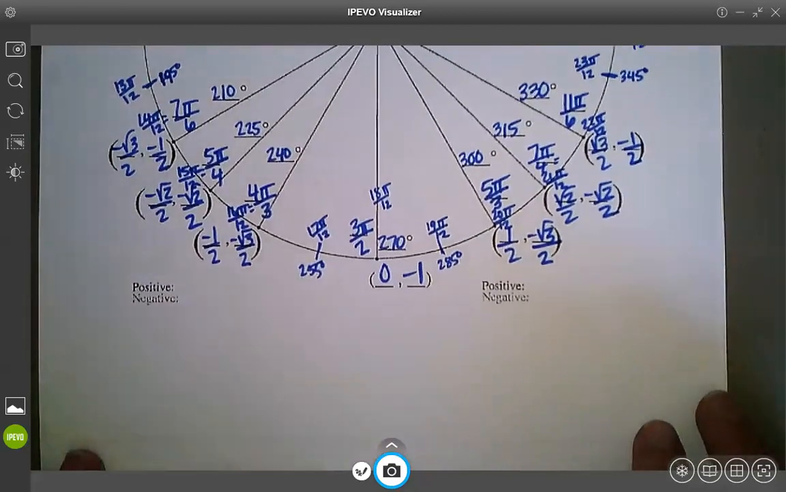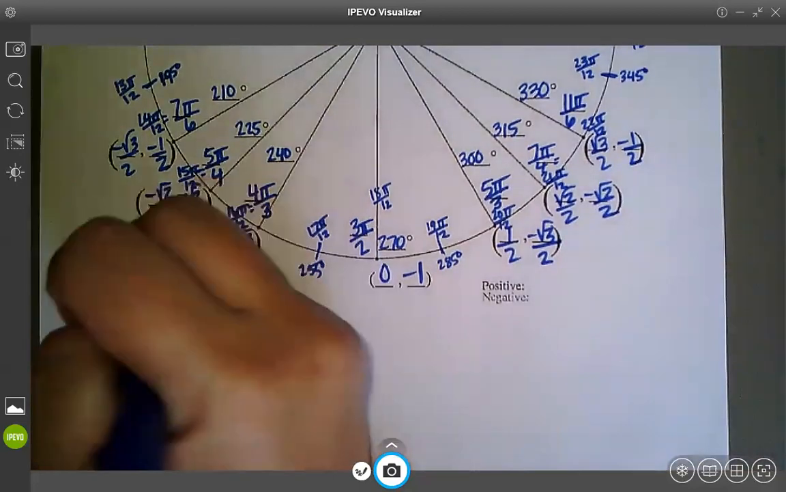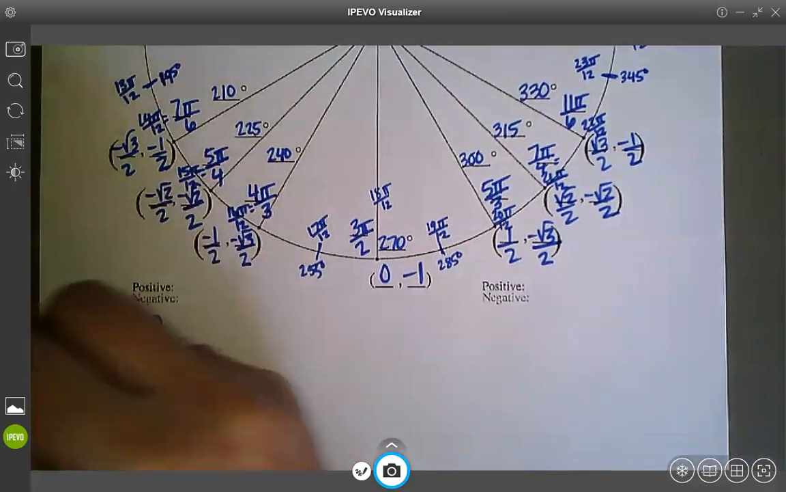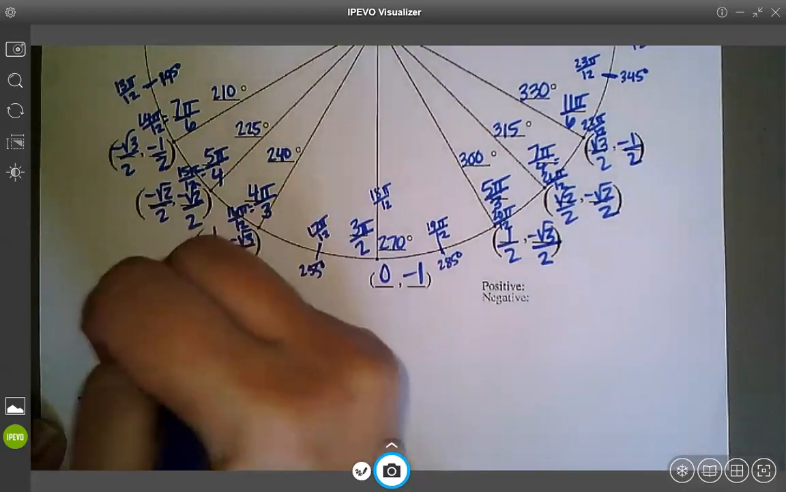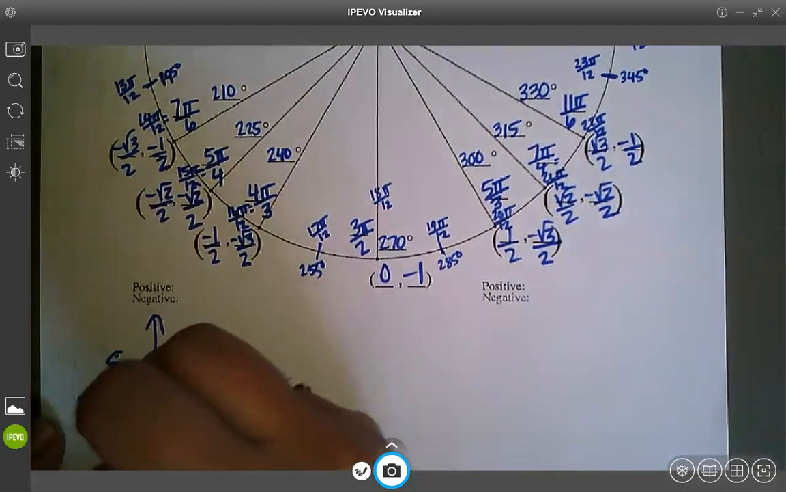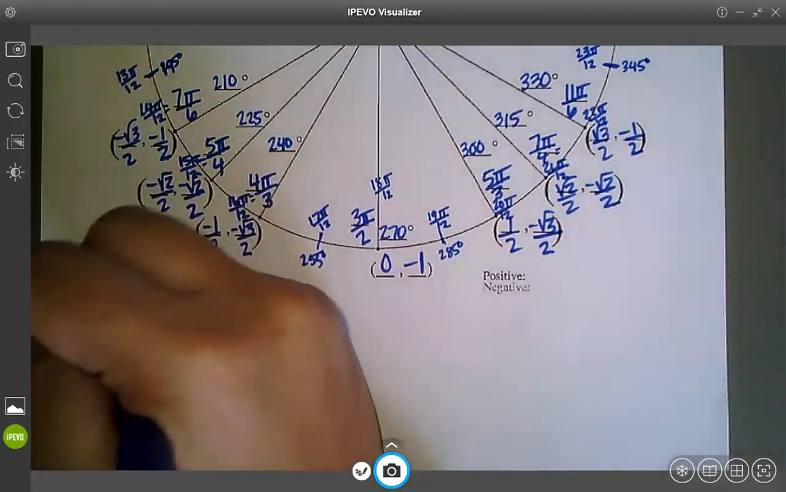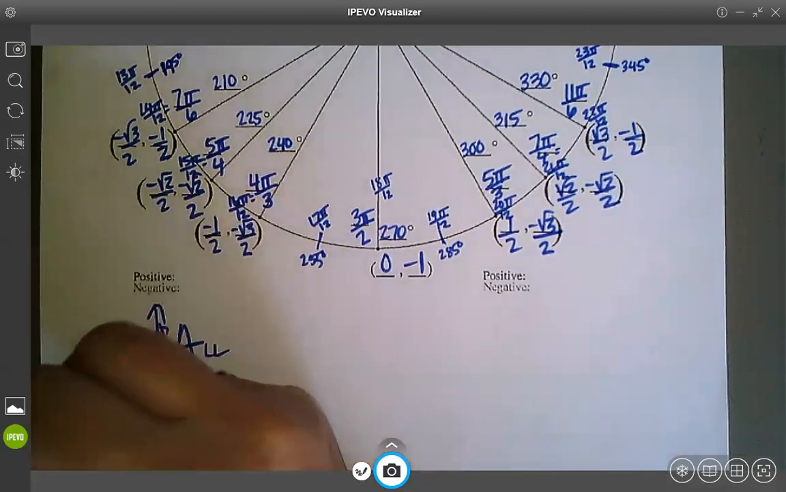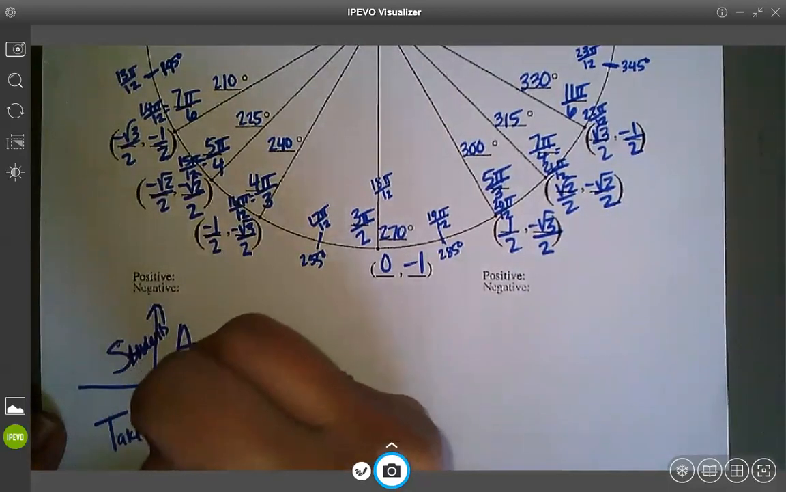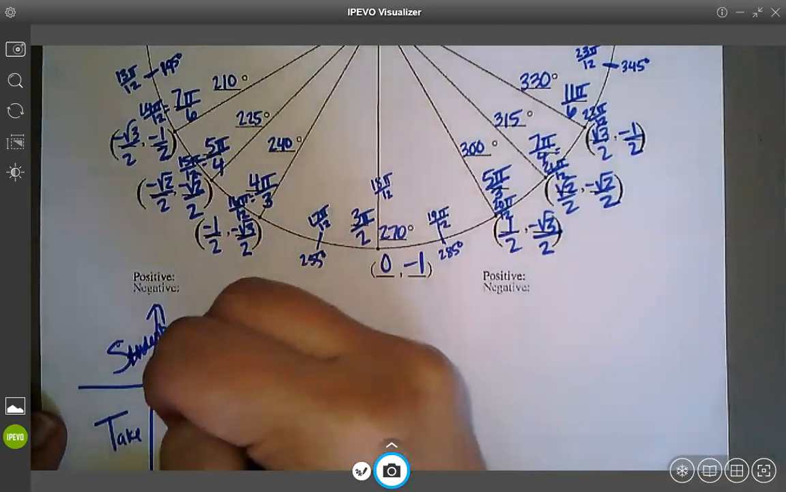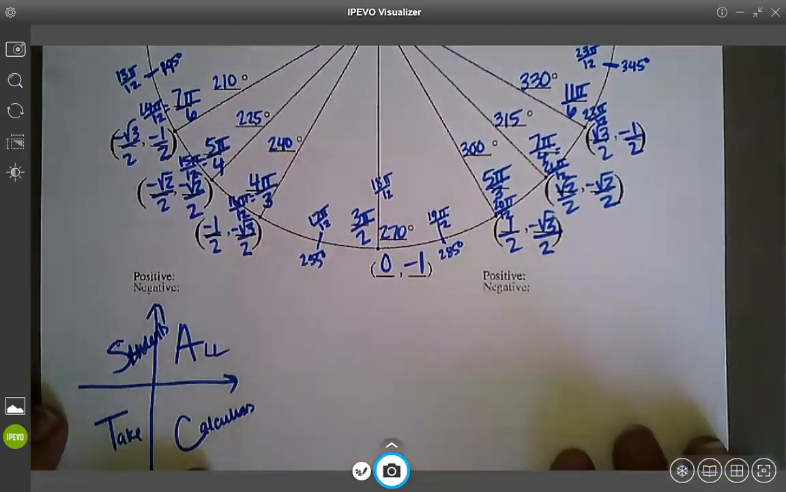A couple other things that I just want to make a note of right here that we will use in the next section of notes. A, S, T, C. All students take calculus. Not necessarily true, and that's okay, but that's how it's stuck.